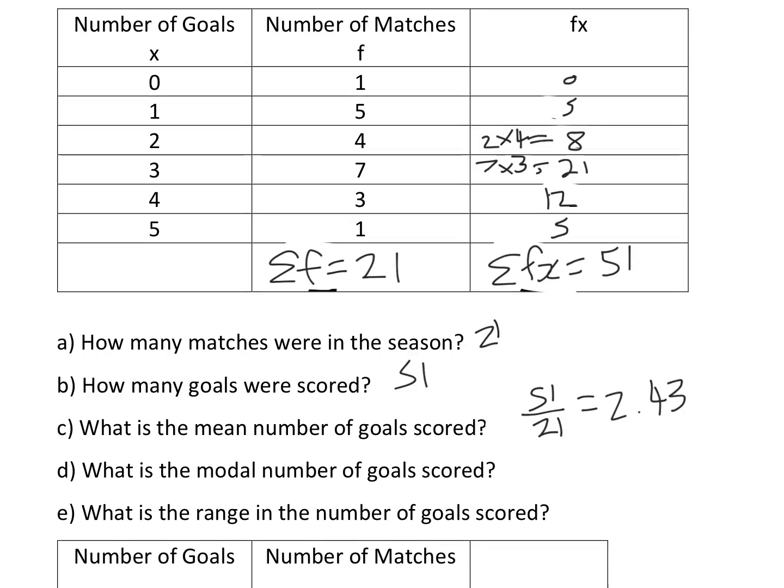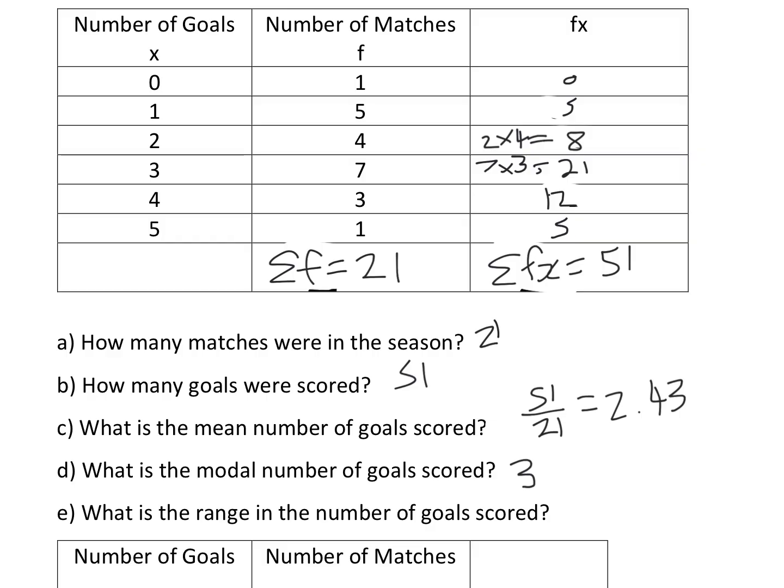Part D is to work out the modal number of goals scored. That's the most common or the most frequent number of goals scored, and that is not 7. 7 shows you which group is the most frequent, and the most frequent group is 3. 3 is the most common amount of goals scored because 7 matches scored it. We look to 7 to get our answer, but our answer is 3. 3 goals is the most common number of goals scored in a game. It happens 7 times. What's the range of the number of goals scored?